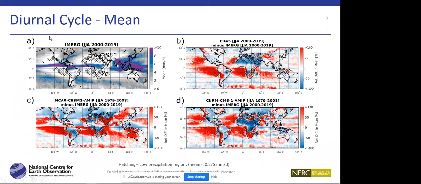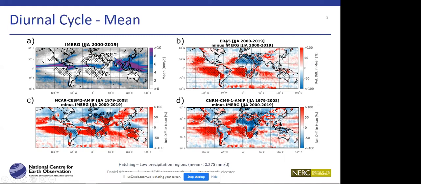Okay, so here I show the global results. I have 4 panels here. The top left shows the observations, the NASA IMERG 20-year record. And then each of the other 3 panels is a comparison of a reanalysis and the observations, or a model and the observations.